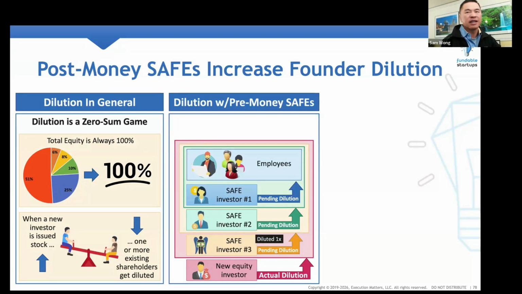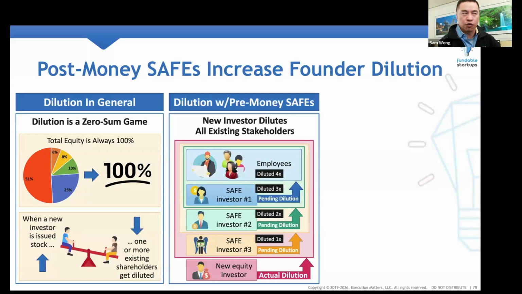Safe investor three conceptually gets diluted one time. Safe investor two gets diluted twice. Safe investor number one gets diluted three times, and employees get diluted four times. Conceptually, all new investors dilute existing stakeholders. It's a little bit more complicated than this, but conceptually, this is what's going on.